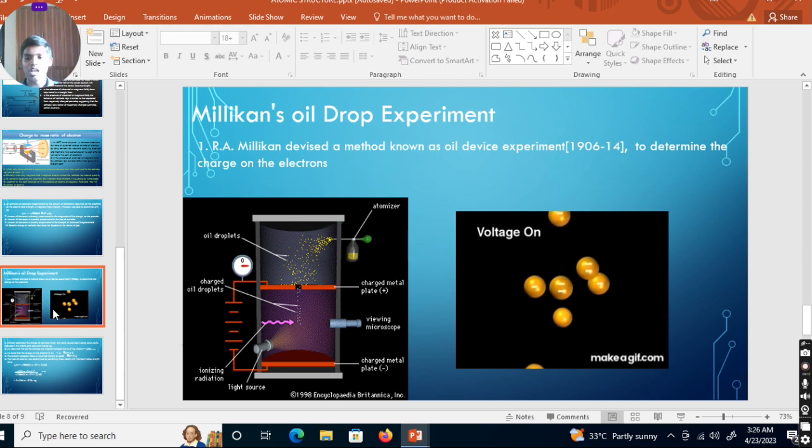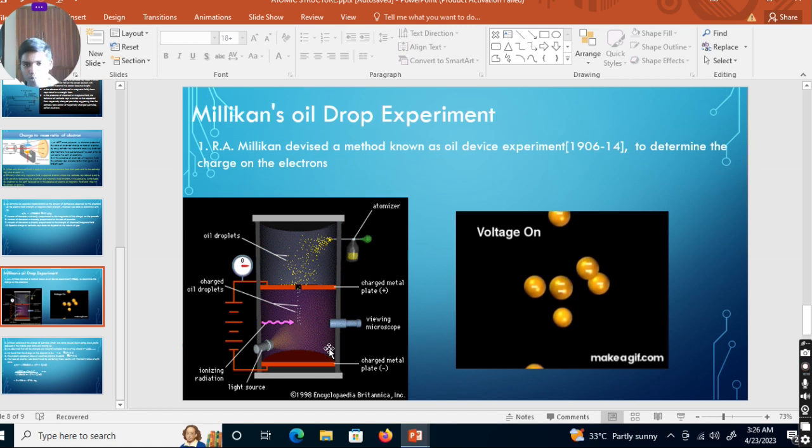Now what happens here is, through pressing the atomizer, some oil droplets are pushed into the oil device. Here we have seen some oil sprinkled into the oil device. Now the sprinkled oil droplets move through a small hole on the anode, the positive plate. Through the small hole, the oil droplets move down to the negative plate.